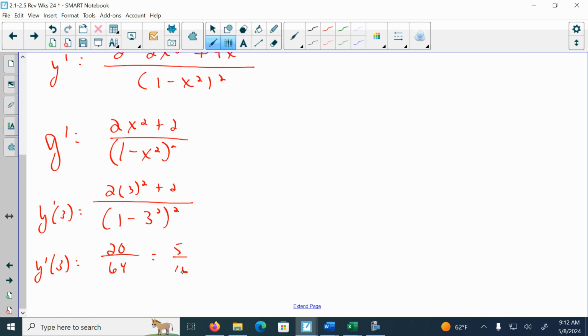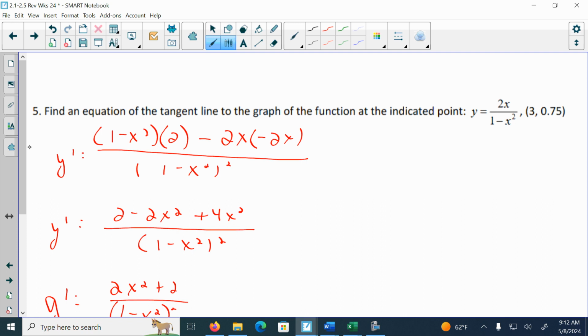So that's the slope of my line. It gives me the point. There's the point, so I'm going to do y minus 3/4, which is 0.75, sorry. And then 5/16 is my slope, and then x minus 3. When I solve all that, I get y is equal to 5/16 x minus 3/16. Now, if you use 0.75, you're going to have decimals, which is fine.